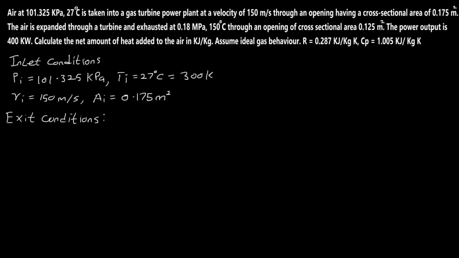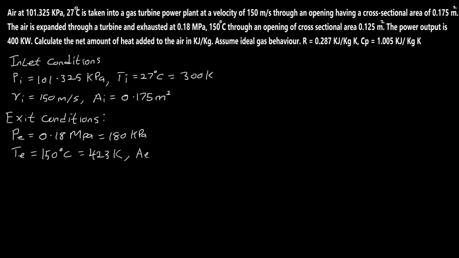For the exit conditions, we have exit pressure 0.18 megapascals or 180 kilopascals. Exit temperature 150 degrees Celsius or 423 Kelvin. And exit cross-sectional area 0.125 meters cubed. Our power output is 400 kilowatts or 400 kilojoules per second. To convert this power output to work done per unit mass, we divide by the mass flow rate.